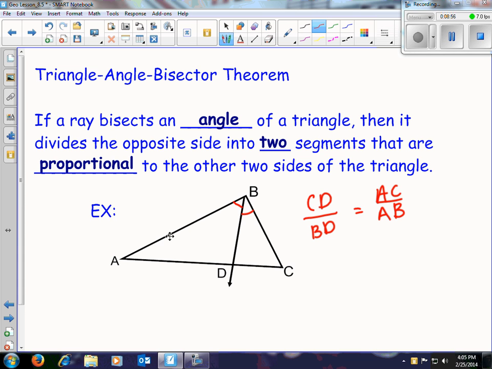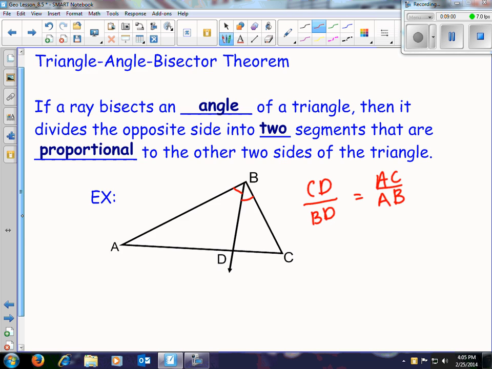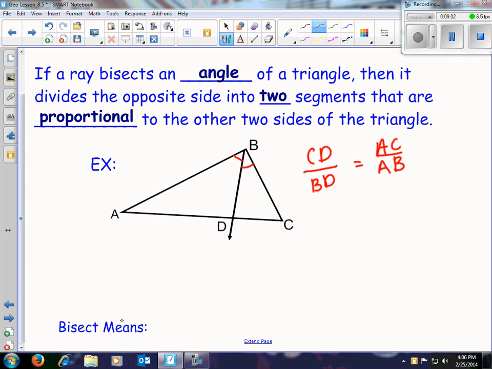Now, that's a little bit harder to remember, but it does make sense once you look at it for a little bit. Now, don't forget, bisects means to split in half or two congruent parts.